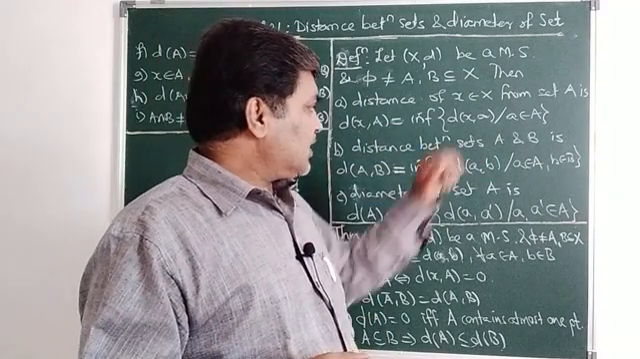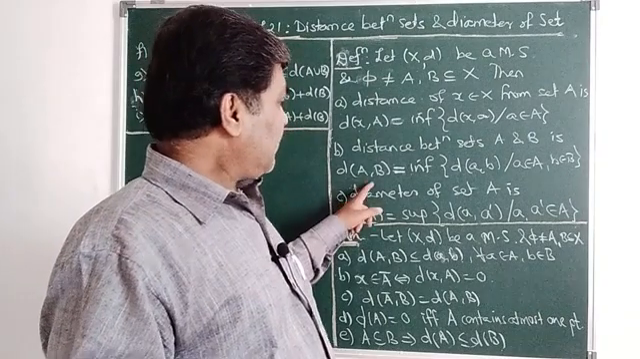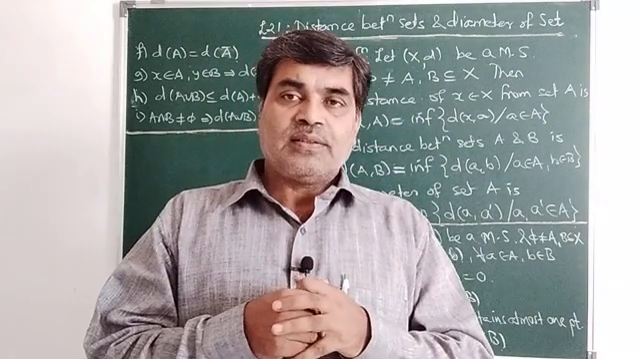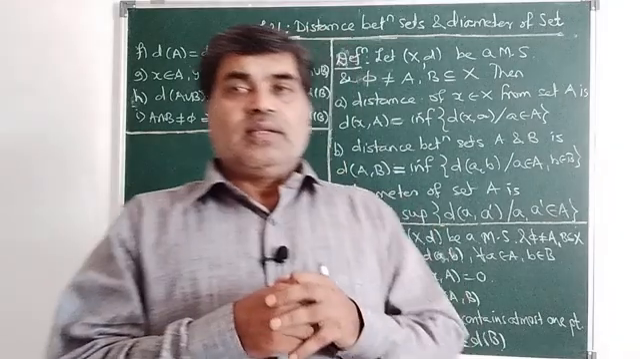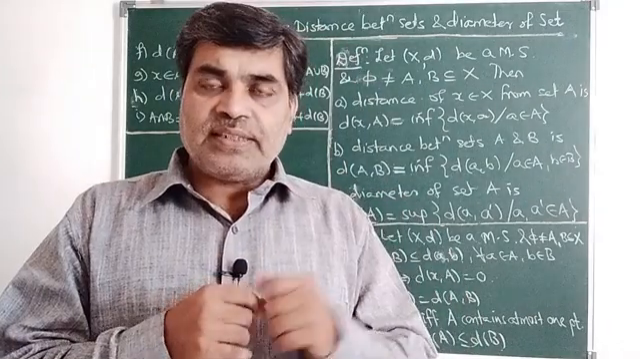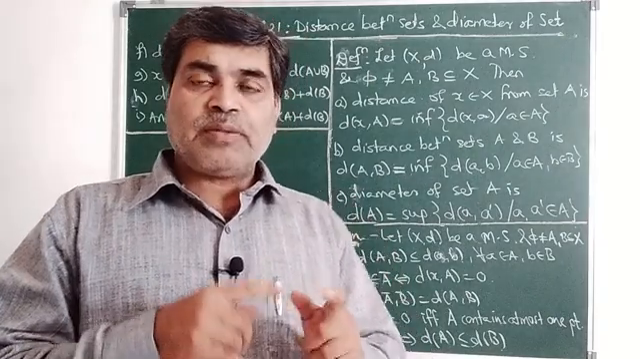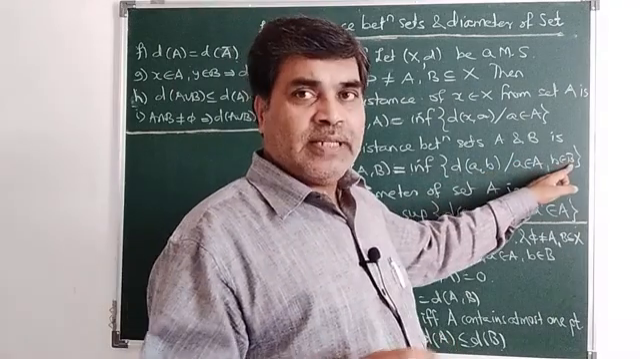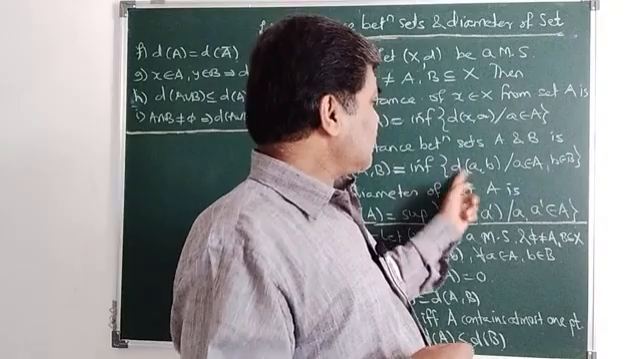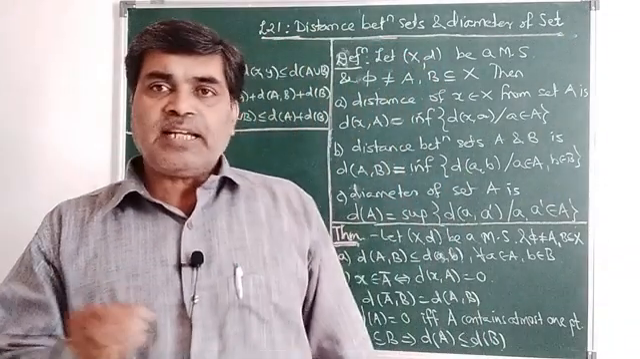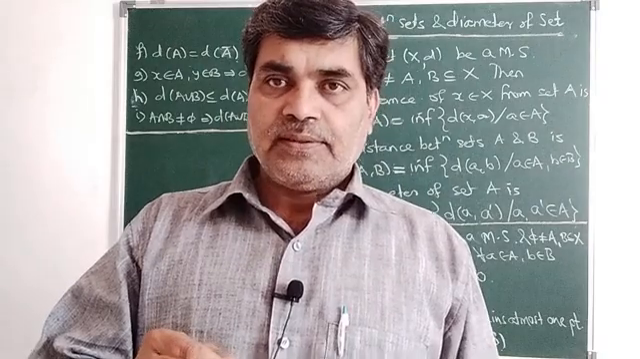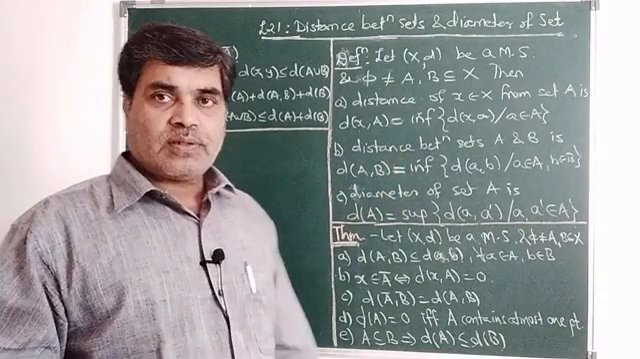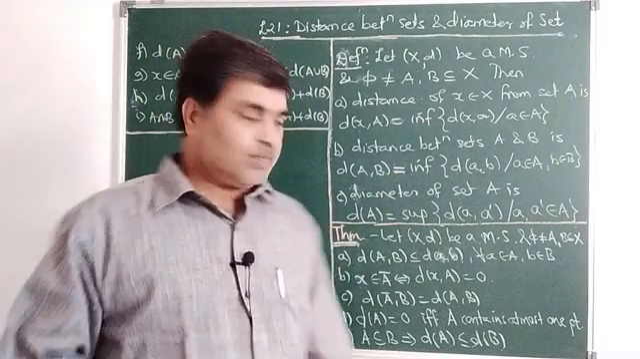Distance between two sets A and B now. If A and B are intersecting sets, then there is a common point, say x, which is a member of both A and B. Then treating that x as a point of A and as a point of B, d(x, x) will become 0. So if A and B are intersecting sets, then the distance between the two sets A and B must be 0.